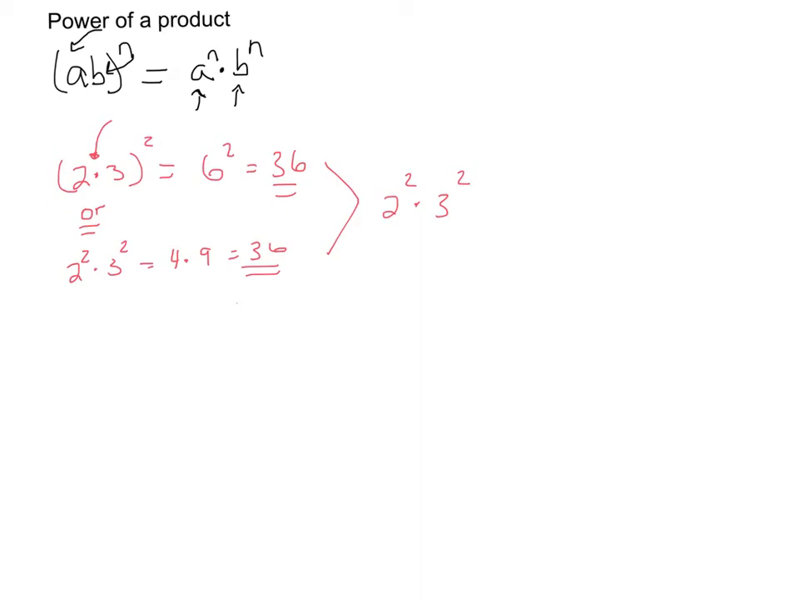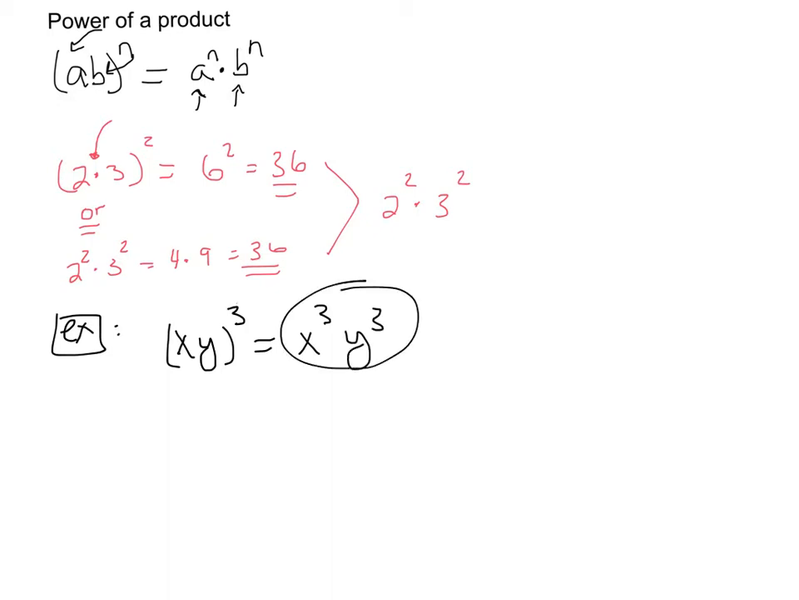Okay, so another example here, but just using variables. We're going to say, okay, we've got x times y raised to the third power. Because of this property up here, I just say x to the third, y to the third, and that's my final solution. We're going to go even further with another example, and let's say that what's inside had exponents.